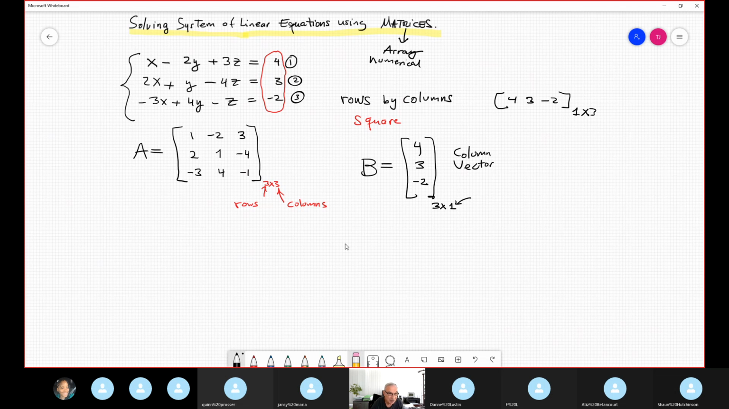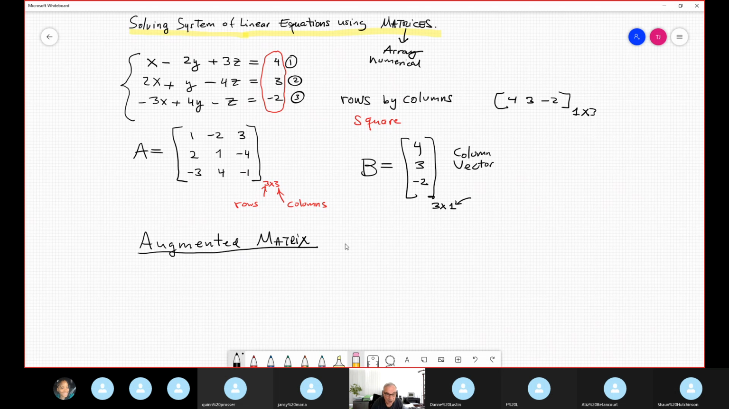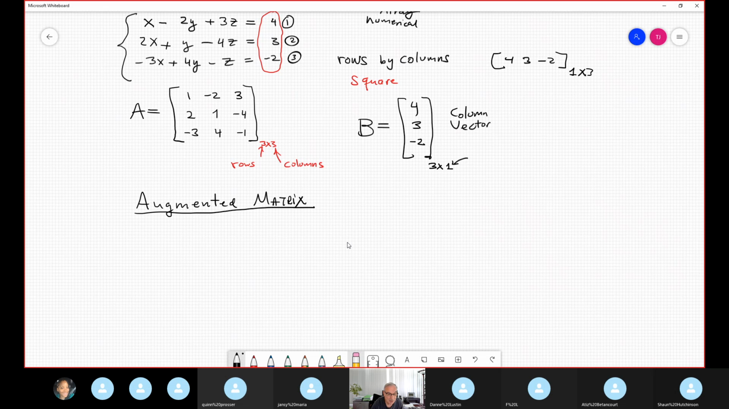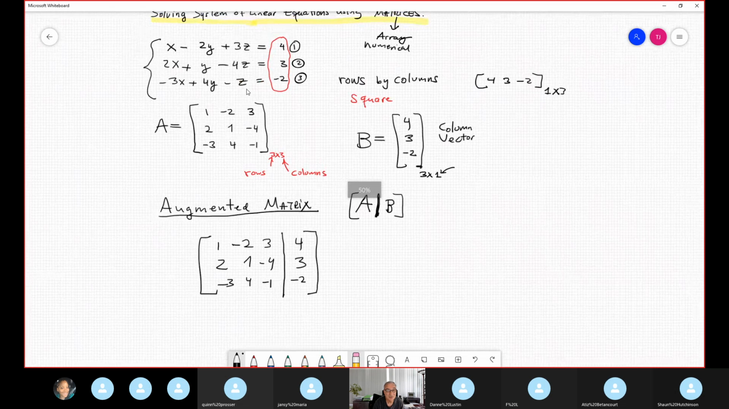We study, for example, the augmented matrix. The augmented matrix is super important. Matrix in singular, and the plural is matrices. It's the combination of A and B together, to represent the entire system. So the augmented matrix is, you copy A separated by a line from B. We write 1, minus 2, 3, 2, 1, -4, -3, 4, -1, separated by this line, and then you copy B, which is 4, 3, and -2. And this is the augmented matrix that represents perfectly the original system of equations.